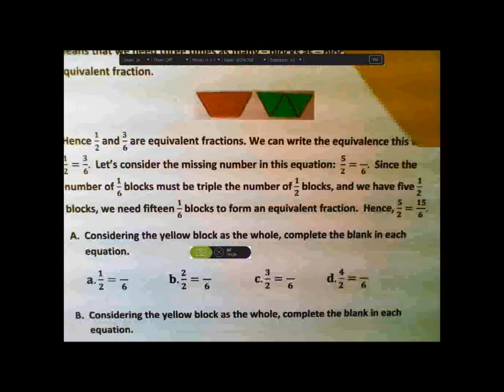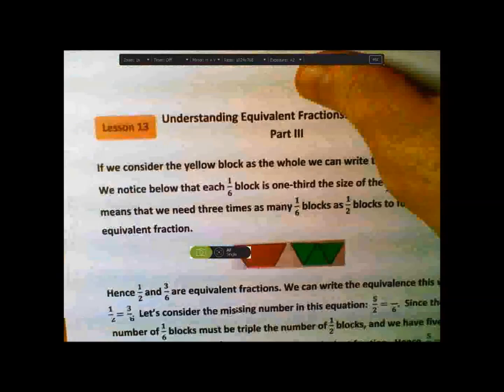Okay, Taylor, does everyone have their workbooks closed, their fractions workbook? Everybody has their fraction workbook open. No, I want it closed. Oh, close your fraction workbook. Oh my goodness. Now they're all closed. Okay, very good.